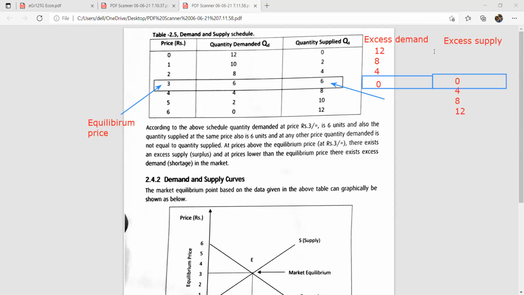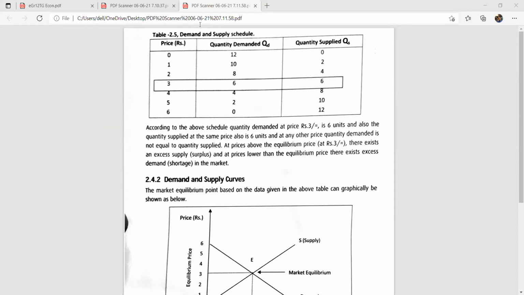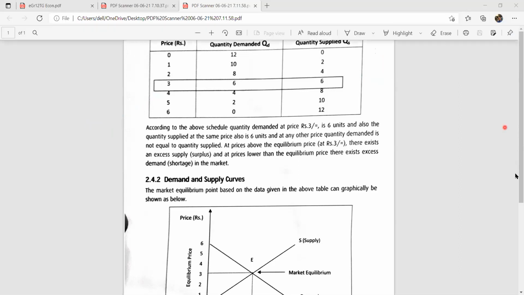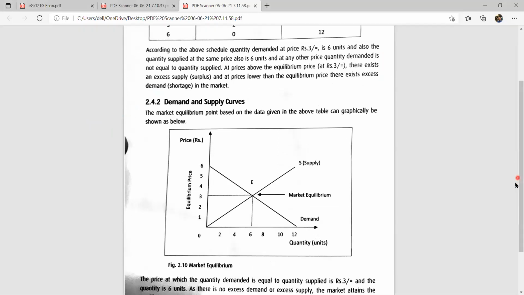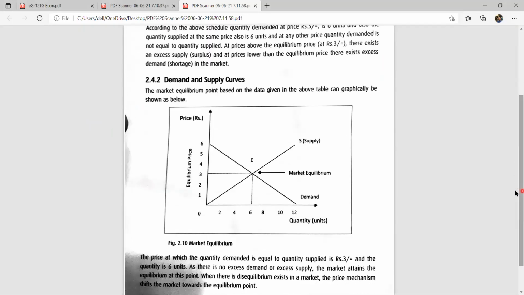After that, we look at the equilibrium by using demand and supply curves or diagrams. In the next one, the demand and supply diagram, yes, the graph is given here. When we draw both demand and supply curves on one diagram, there is an equilibrium. Only one equilibrium. Why? These two curves can intersect only at a specific place.